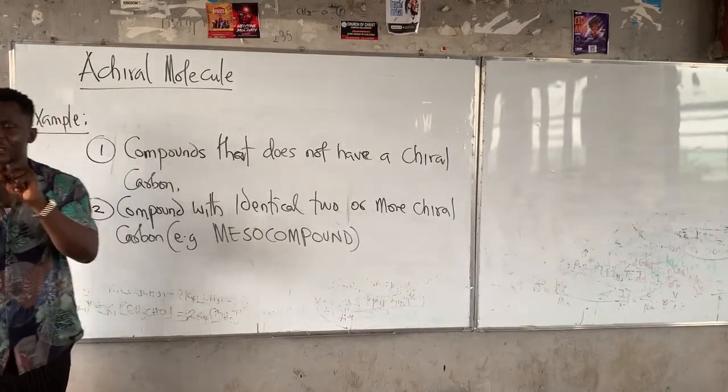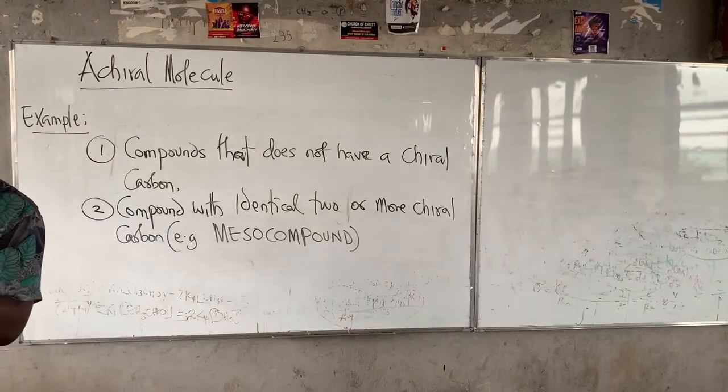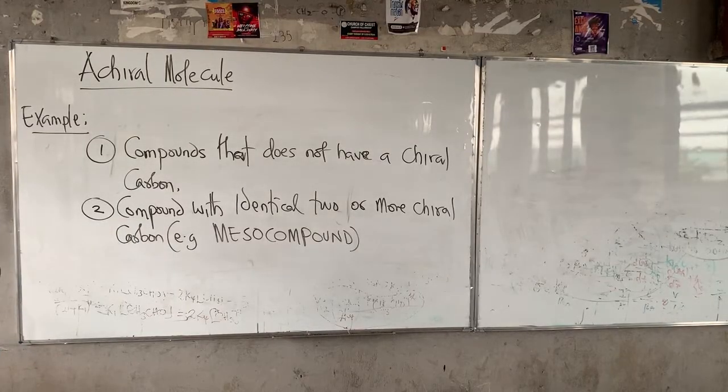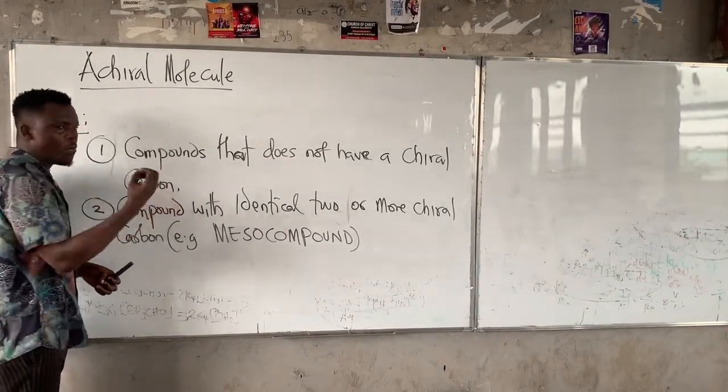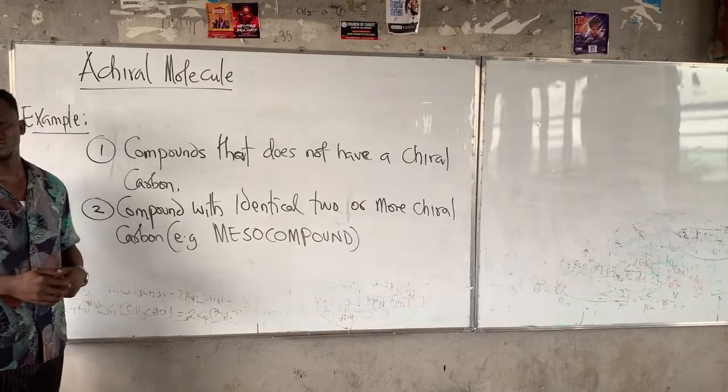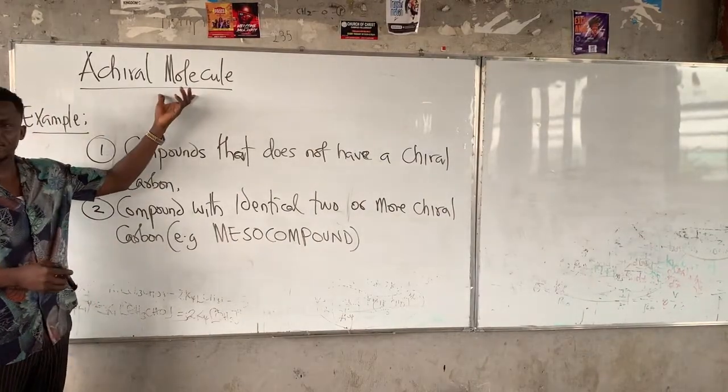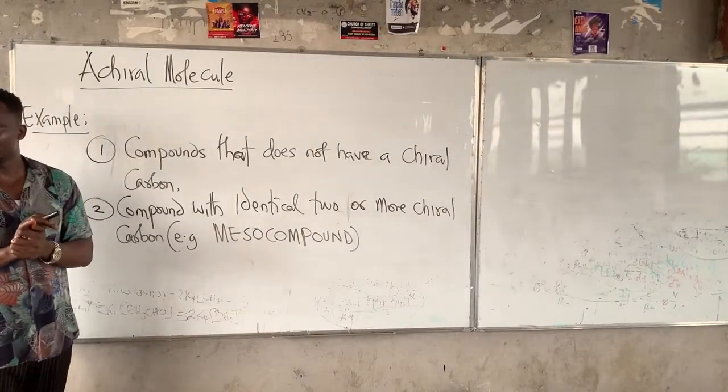In this case, it has chiral carbons, but not one. All compounds with one chiral carbon are chiral. But once a compound has two chiral carbons, you need to be very, very careful, because there are compounds that, although they have two chiral carbons, are not chiral. So compounds that have two or more identical chiral carbons are achiral. What do we mean by two or more identical chiral carbons? I'll tell you.